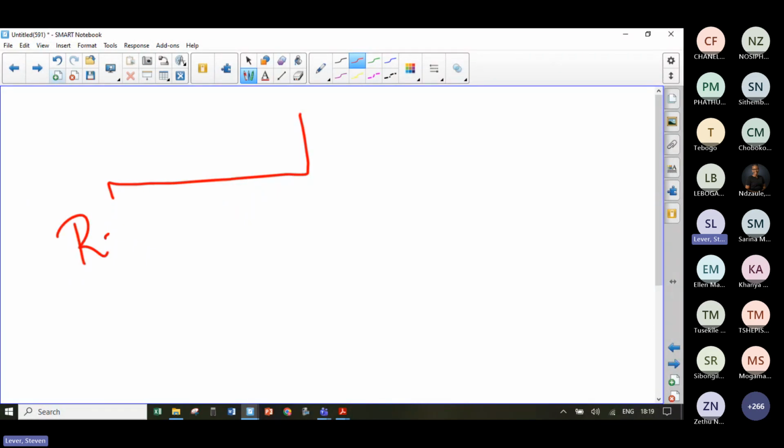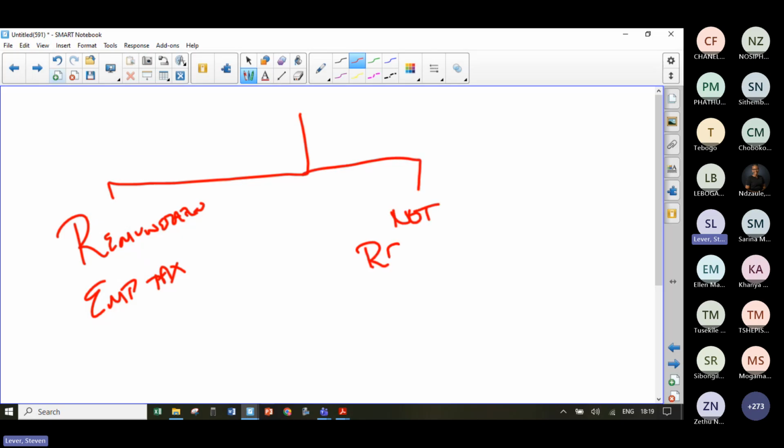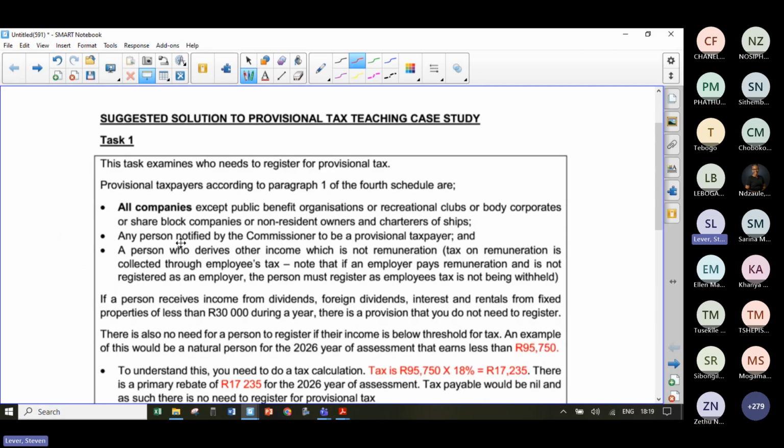If you earn remuneration, guys, what we did last night is employees tax. When you earn remuneration from your job, or you get a pension payout, there's employees tax. You don't need to pay provisional tax because there's employees tax. So when is there remuneration? When is there provisional tax? When it's not remuneration. And we're just going to unpack this a little bit more to make sure that you understand how this works. So it says a person who derives income which is not remuneration.